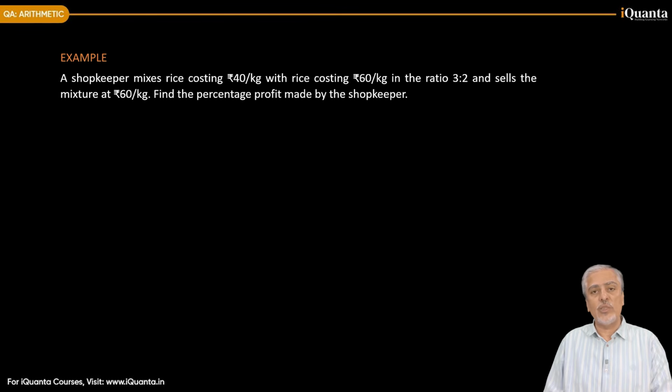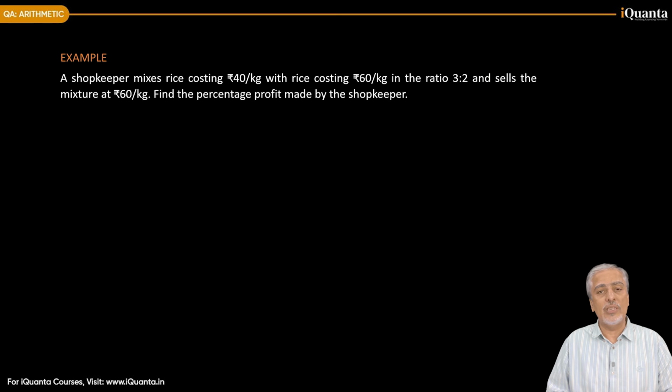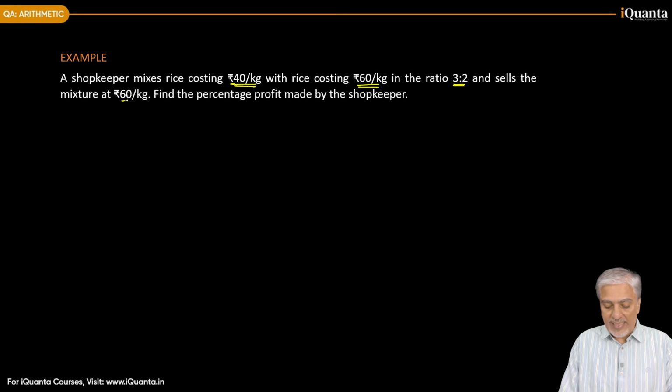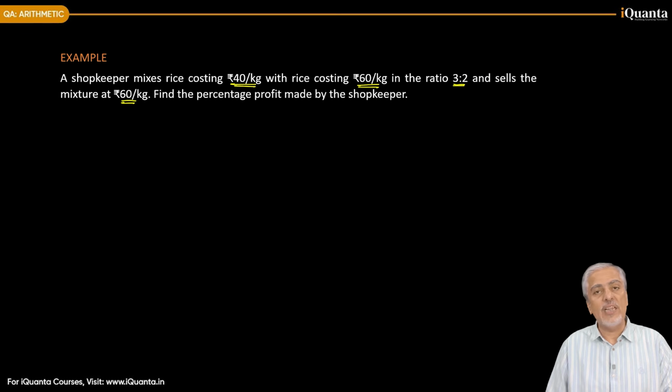Now, if I look at the first question, I don't believe these questions should be done through concepts. There's really no need to learn any concept. Just understand the question and it will be easy if you apply your regular logic of profit and loss. A shopkeeper mixes rice costing 40 rupees per kg with rice costing 60 per kg in the ratio 3:2 and sells the mixture at 60. Find the percentage profit made by him.